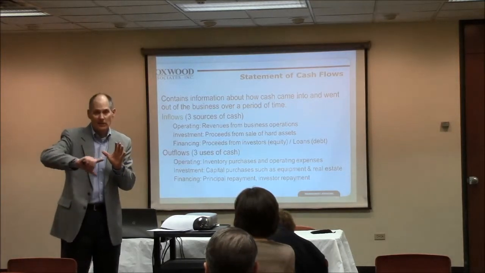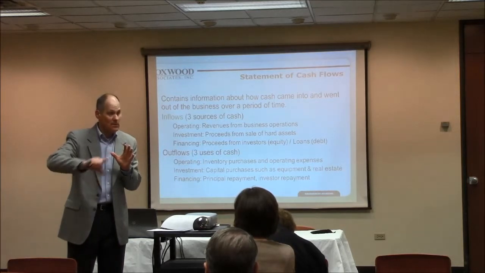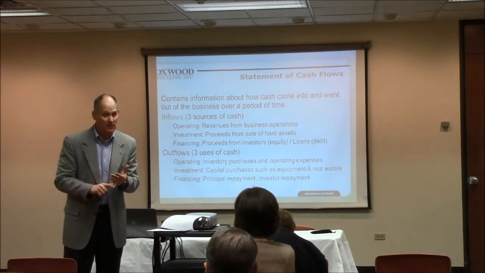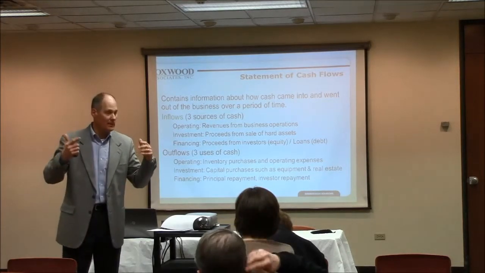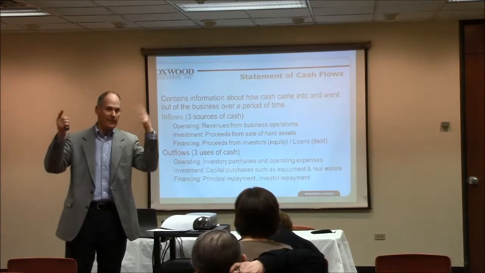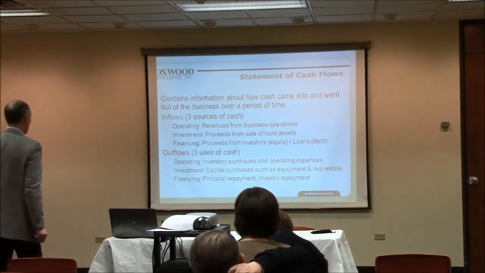Operating cash flow going out, dispersing, is usually paying the bills for what we do, paying the lights and the heat and the electric and the steel and the wood and the salaries and the benefits and all the stuff associated with what we do. That's operating.